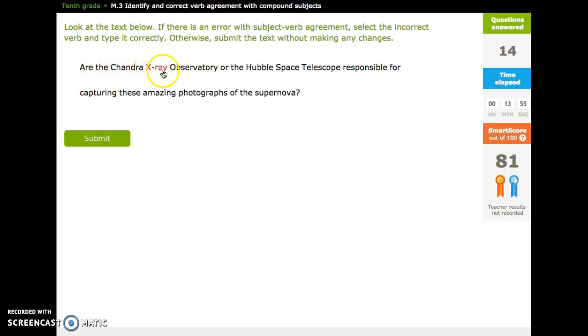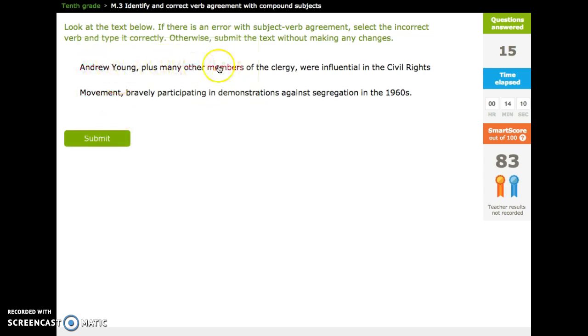Are the Chandra X-ray Observatory or the Hubble Space Telescope? Okay, so this is either or, it's a singular thing, and the thing closest to the verb is singular. So we're going to do that. One more. Andrew Young plus many others, so we'll get rid of all that. Andrew Young was influential.